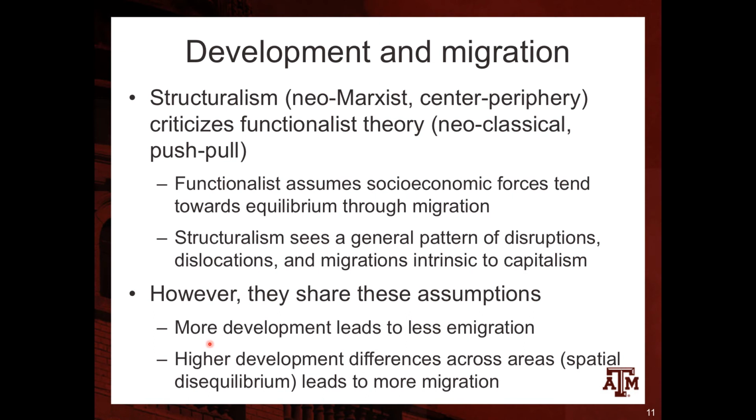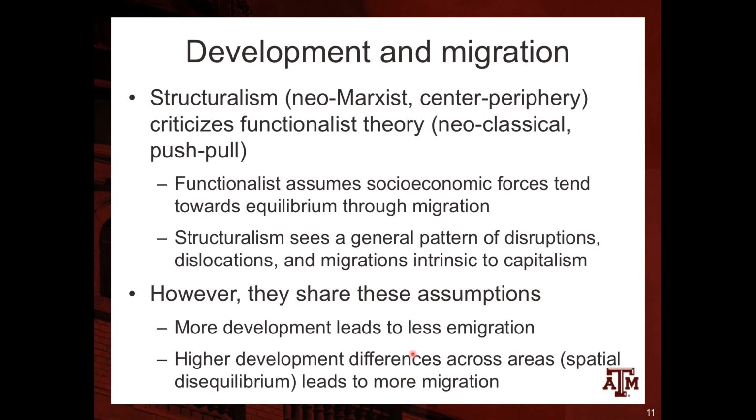Both of them think that more development leads to less emigration. More developed societies will tend to lose fewer people, and they will actually tend to attract more people into their population. Higher development differences across areas, so spatial disequilibrium, lead to more migration.